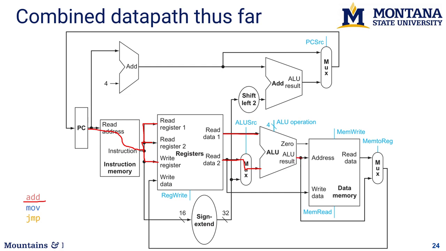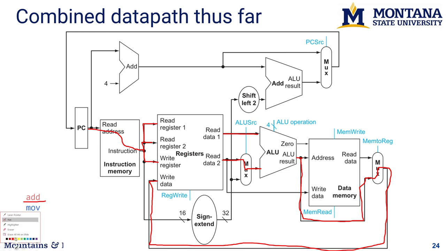And then the result of that will go through here, bypass the memory, and then all the way back to being written into the register bank. Okay, so that's our add instruction.